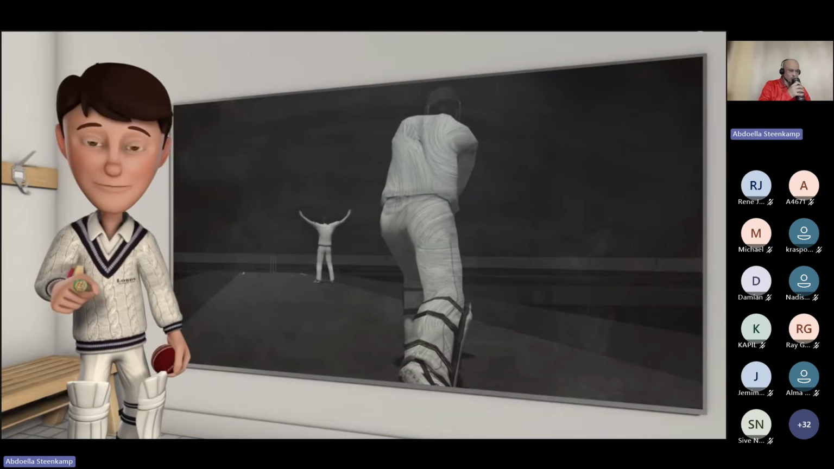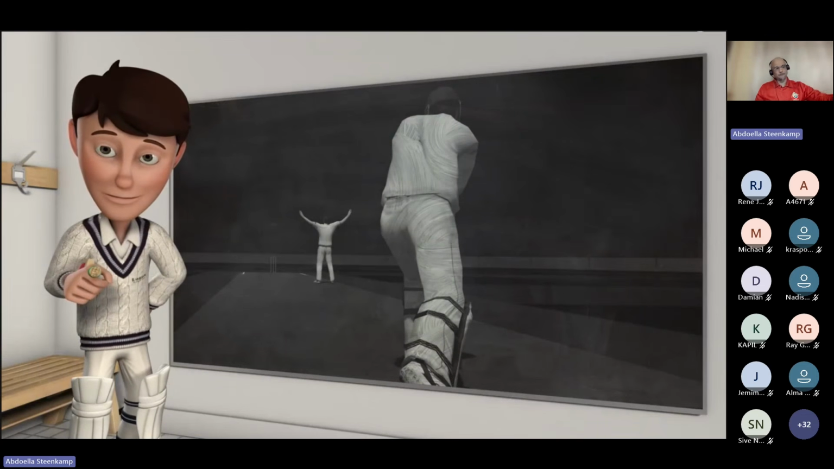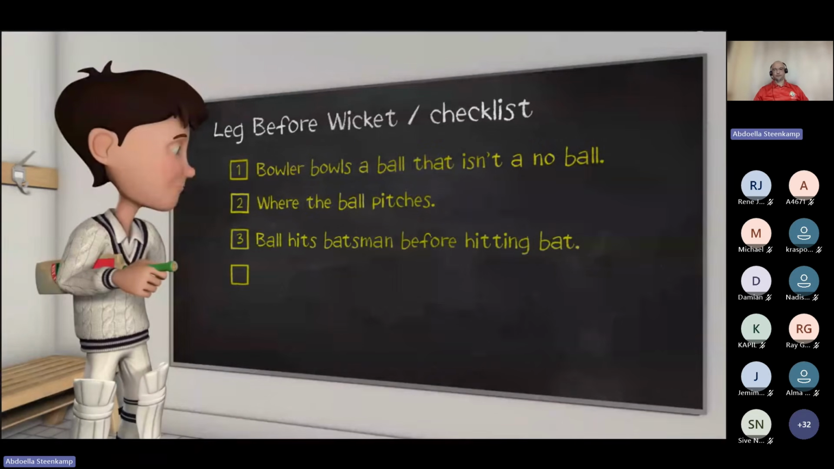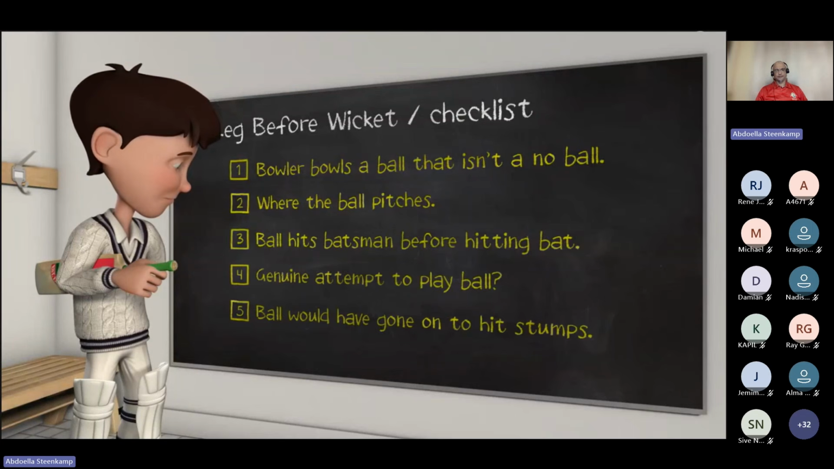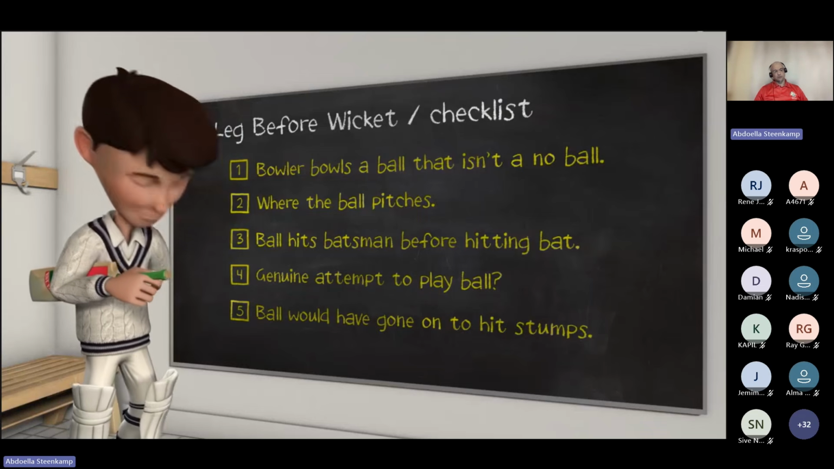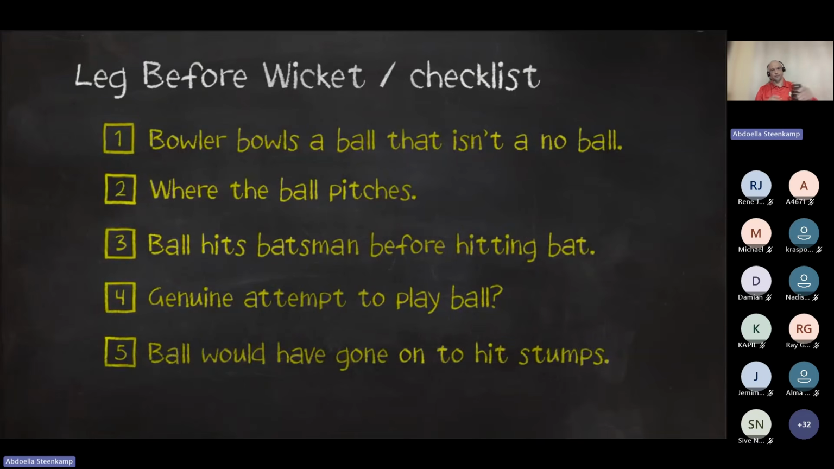LBW is a little like the offside rule in football. Many people claim to know it, but how many people really do? Our handy checklist means that whether you find yourself umpiring an international test match or the kids on the beach, your reputation for fairness will remain intact. There are 5 basic criteria to consider.